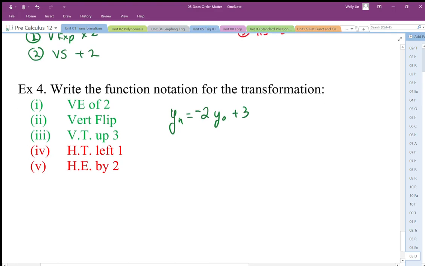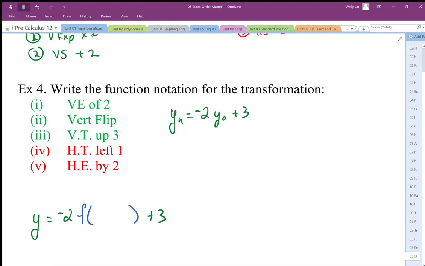So when I write my function notation, it's going to be -2, and then I'm going to have my original f of x, some x transformation, which doesn't have any interaction with the y transformation, plus 3 on the outside. So there's all my vertical transformation. It's in function notation. I just do exactly what I have here.